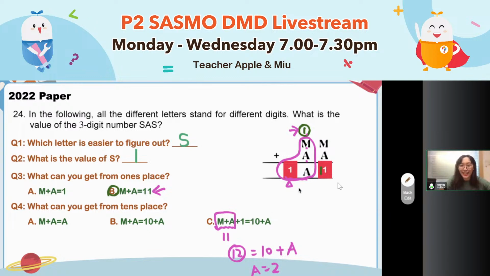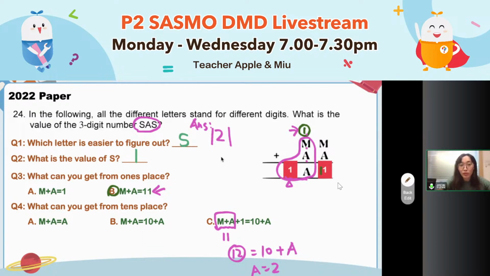This is a bit hard, right? Okay. So now, finally, we can get the value of the 3-digit number SAS. What is the answer? Yes, correct, Harry. So the answer should be 121. This is the final answer. Can you understand?